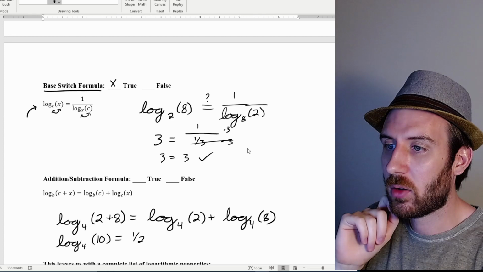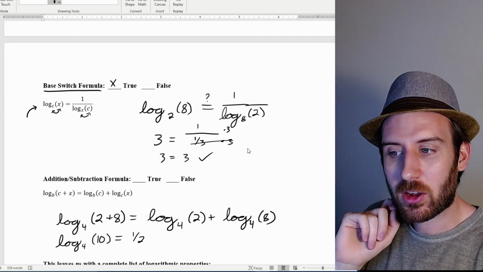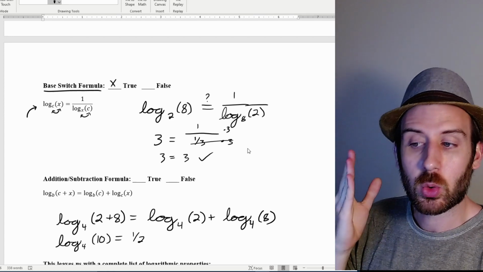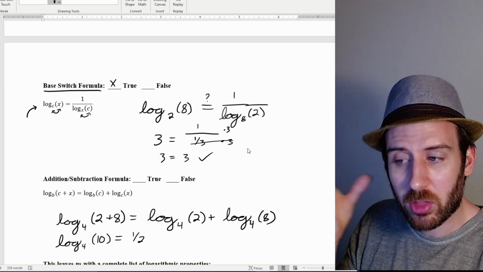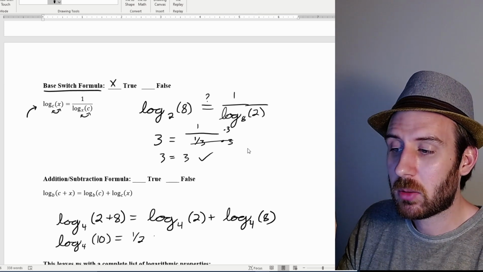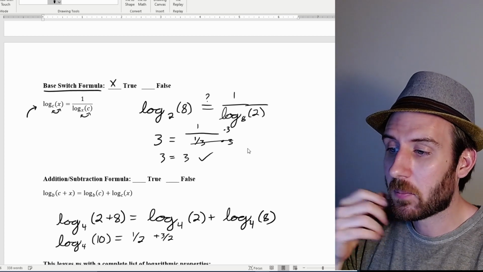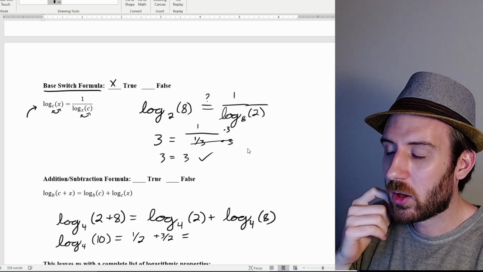Log base 4 of 8. Oh, well, I can think of how do I take 4 and get it to 8. I would need to square root it first to get it to 2, and then raise it to a 3rd power to bring it back up. So that would actually be plus 3/2. Okay.